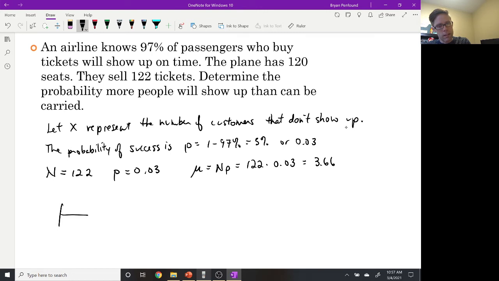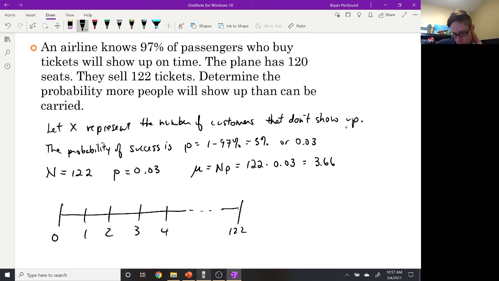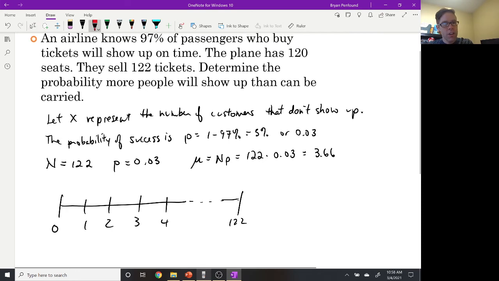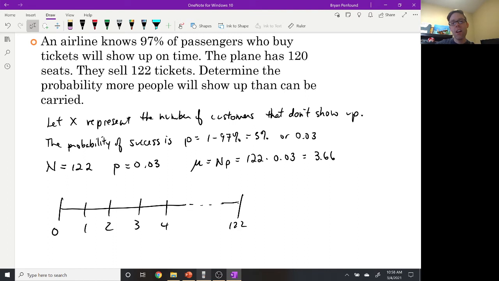Okay, now let's just draw a little diagram here. We don't need it to be too big. So 0, 1, 2, 3, and maybe number 4. And this will go all the way up to 122. So remember, this x-axis here is going to represent the customers that don't show up. So in red, I'm going to jot down what would be a failure.